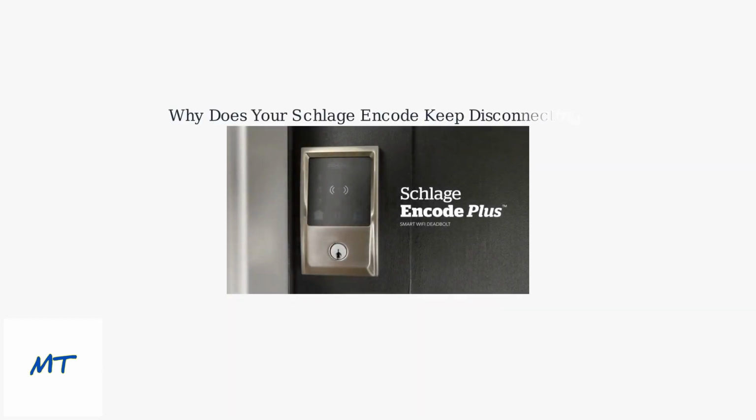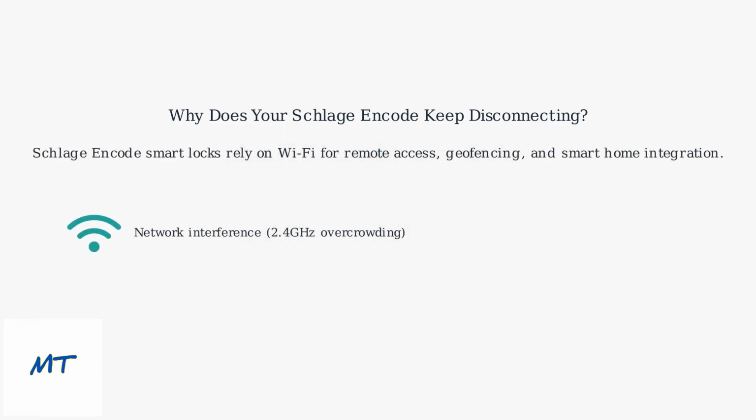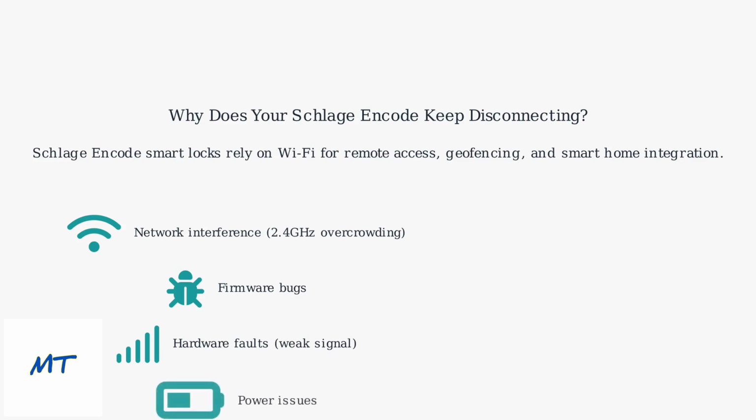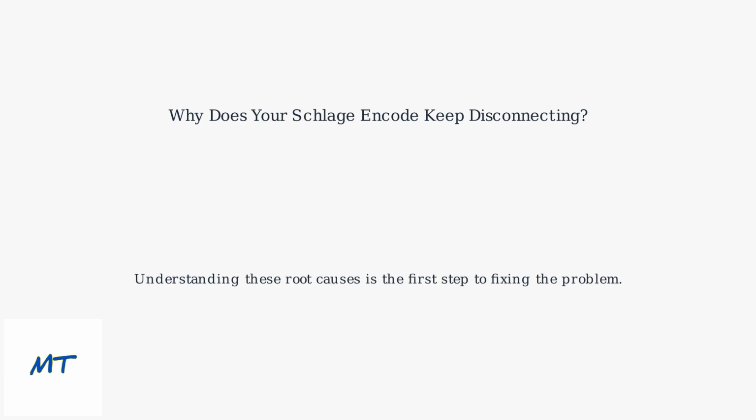Schlage Encode smart locks rely on Wi-Fi for remote access, geofencing, and smart home integration. Disconnections typically arise from network interference, like 2.4 GHz overcrowding. Firmware bugs can also cause issues. Hardware faults, such as weak signal, are another common cause. Or power issues that disrupt connectivity. Understanding these root causes is the first step to fixing the problem.